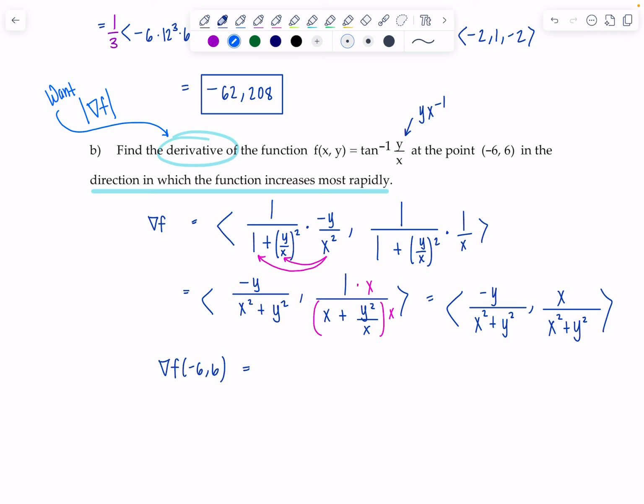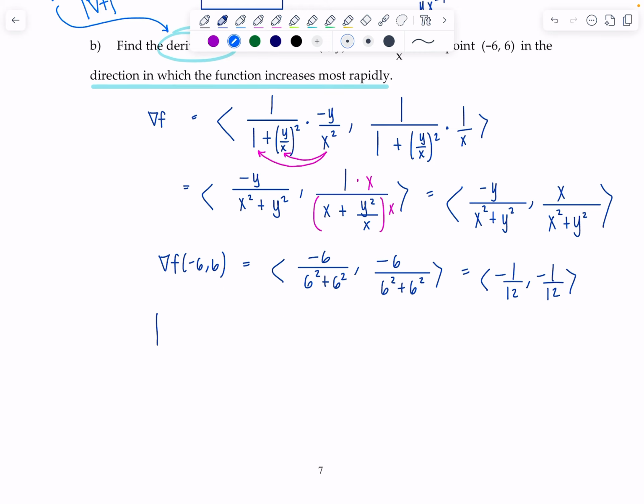Okay, be careful. Keep your wits about you. It's going to be -6 over 6 squared plus 6 squared. And then x, same thing. Okay, so that's -6 over 72, right? -1/12. So then I need the magnitude.